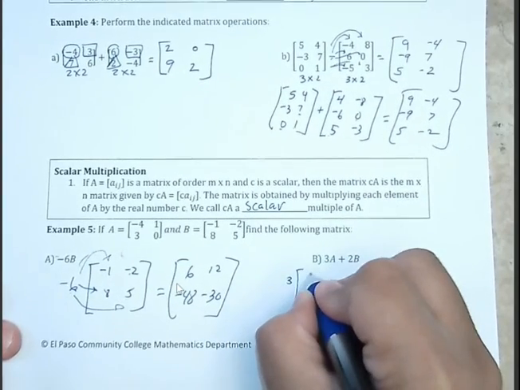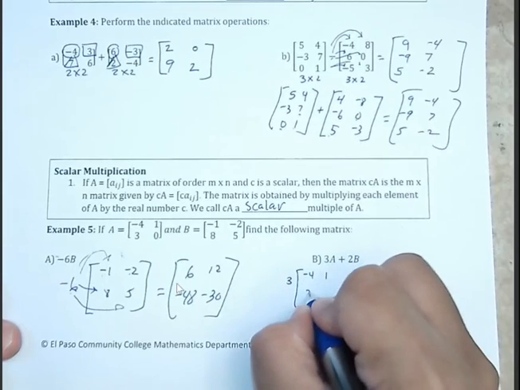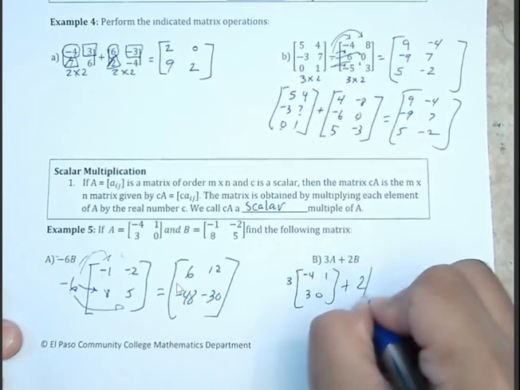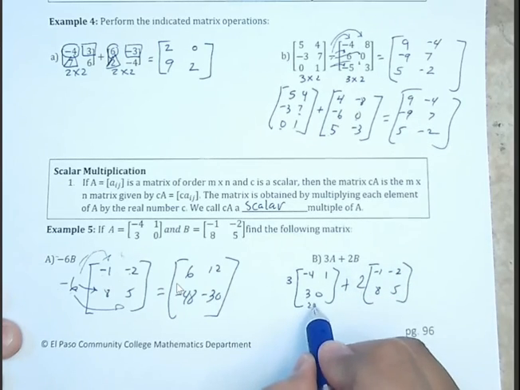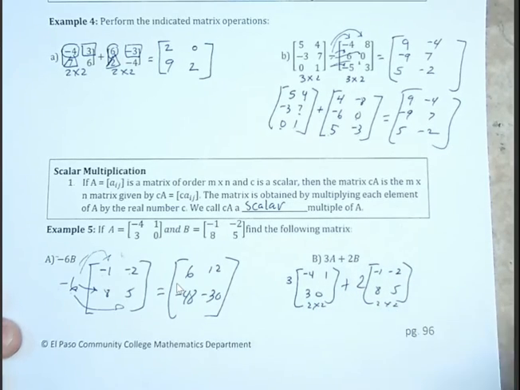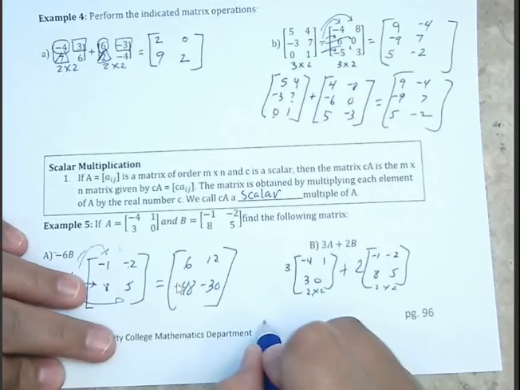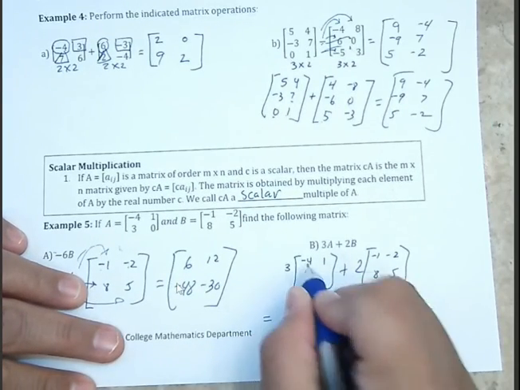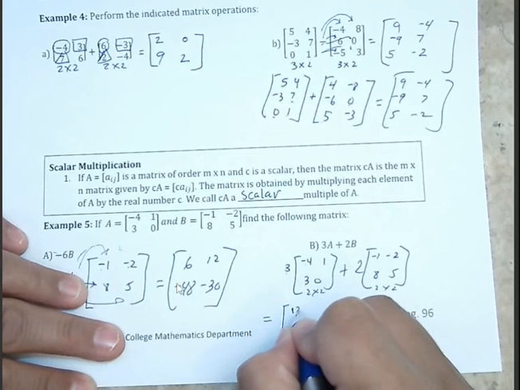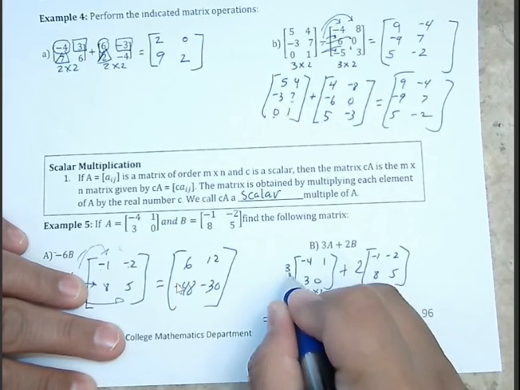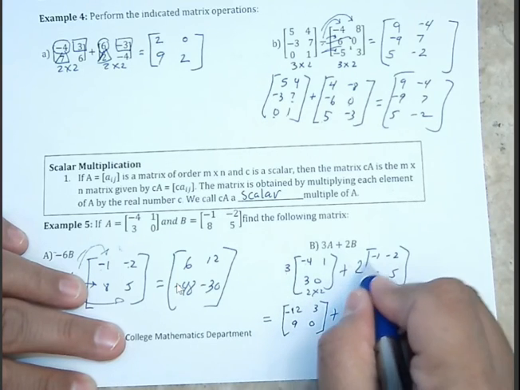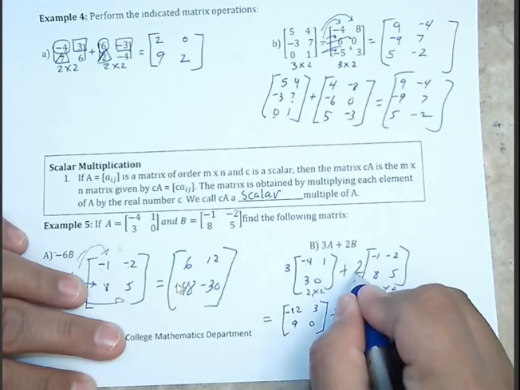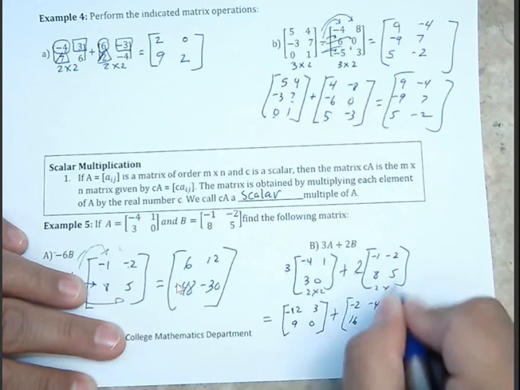Okay, the next one we have 3A plus 2 times B. Since we're adding, we have to make sure the order is the same, which it is. Okay, so I'm going to multiply the scalar in here. 3 times negative 4 is negative 12. 3 times 1 is 3. 3 times 3 is 9. 3 times 0 is 0. 2 times negative 1 is negative 2. 2 times negative 2 is negative 4. 2 times 8 is 16. 2 times 5 is 10.